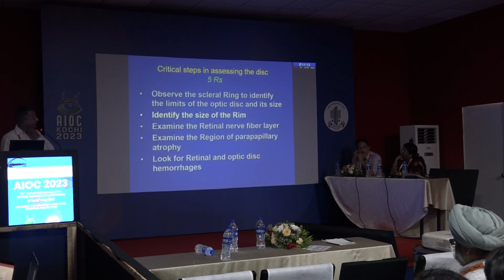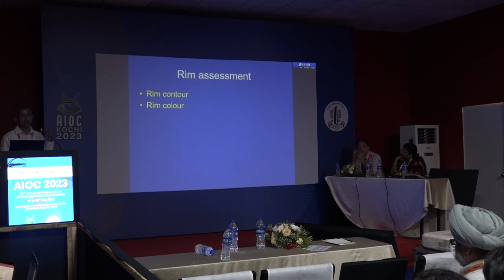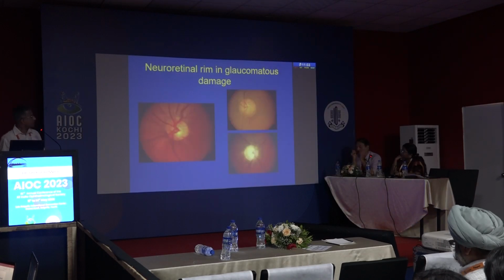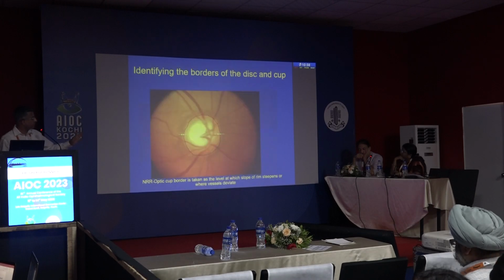So we finished identifying the size of the rim. Now you look at the rim, and you need to look at two things: the contour and the color. So the neuroretinal rim in glaucomatous damage, you look at contour and you look at color. And how do you assess the borders of the disc and the cup? You assess the borders of the disc there.